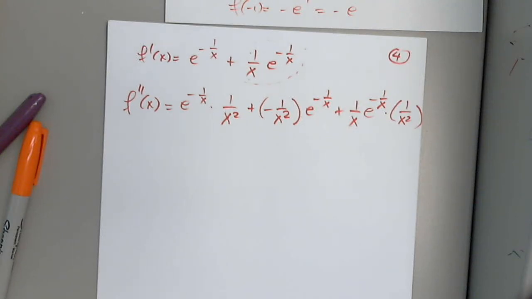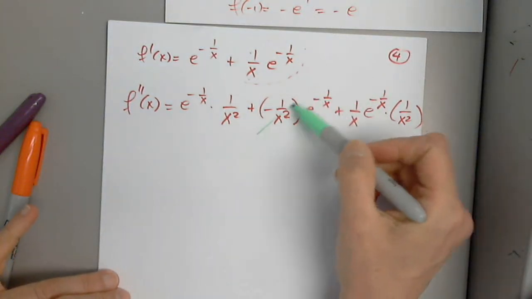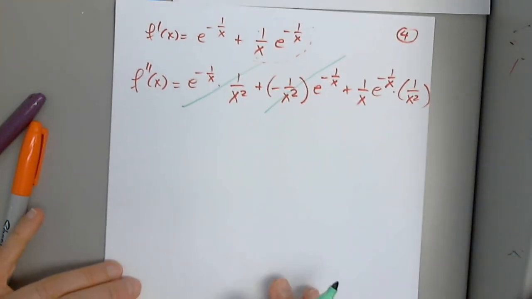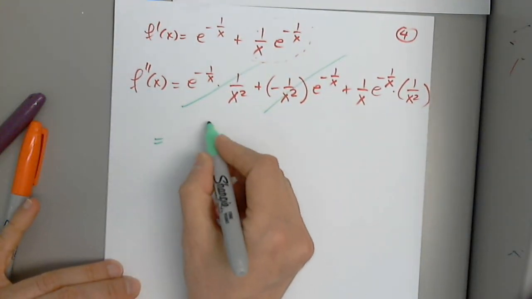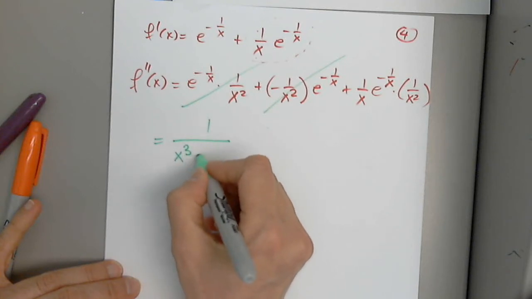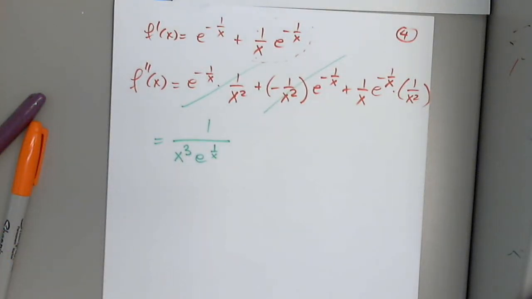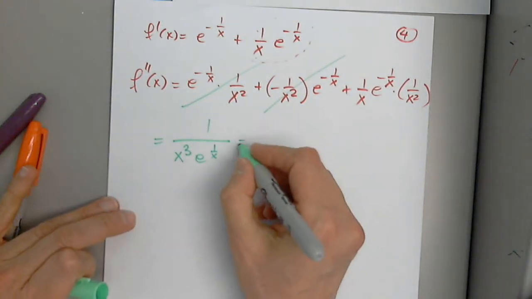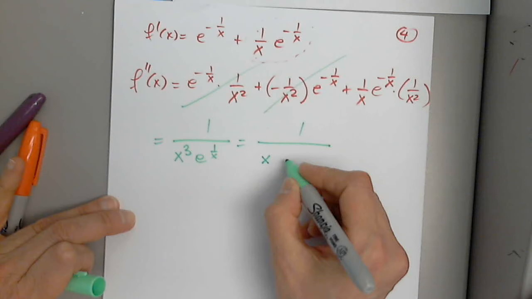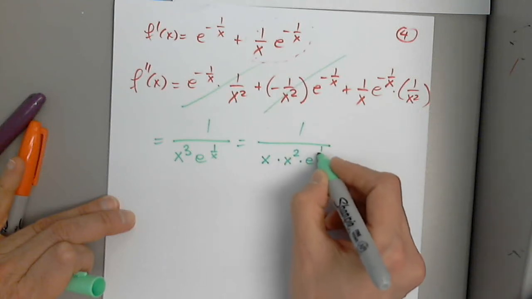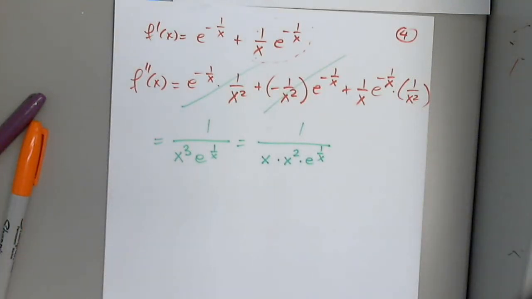Okay, my wish kind of came true, because now I have 1 over x to the third times e to 1 over x. Not too bad. Because the 1 over x squared and the negative 1 over x squared both have an e to negative 1 over x, they go away. They're opposite terms, so all I have left is that. And just for the purpose of studying the sign, I'm going to write this. And I'm going to ask you again.